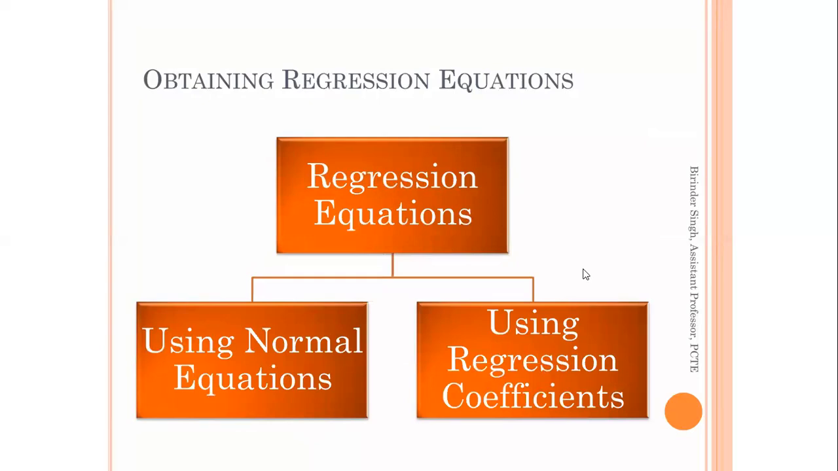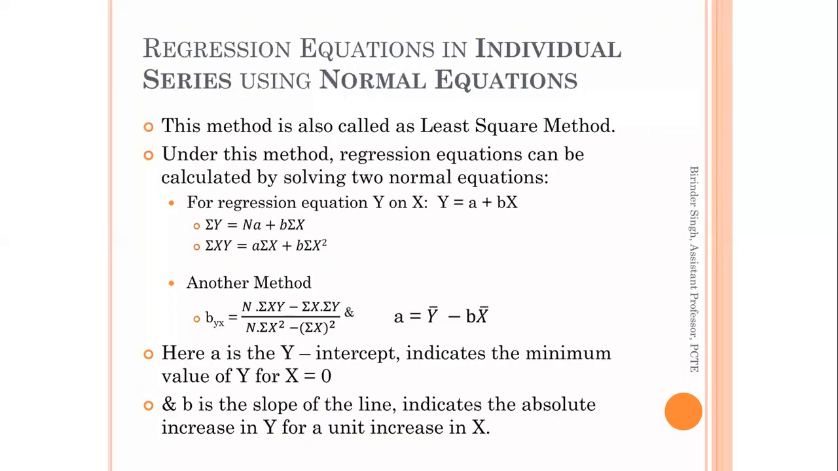Now, obtaining regression equations. There are two methods: using normal equations, and using the regression coefficients. Using normal equations is the easiest one. With regression coefficients, we will be estimating by using byx and bxy values. Regression equations in individual series using normal equations is called the method of least squares. In this, we first try to find out the value of x and then find the value of y based upon x.